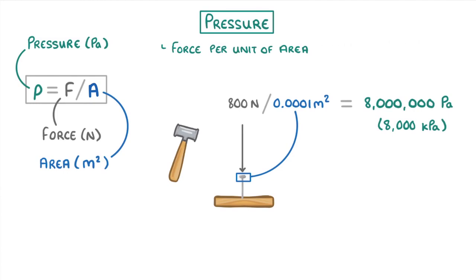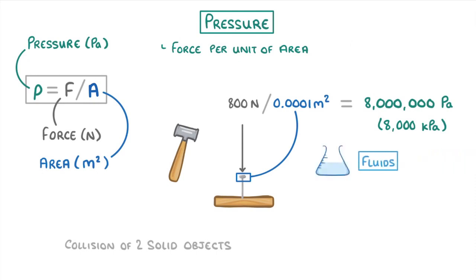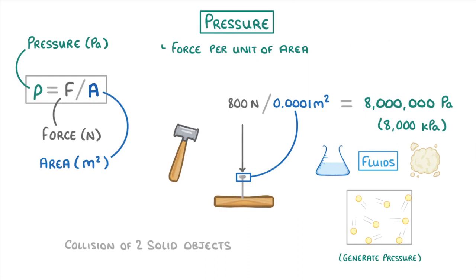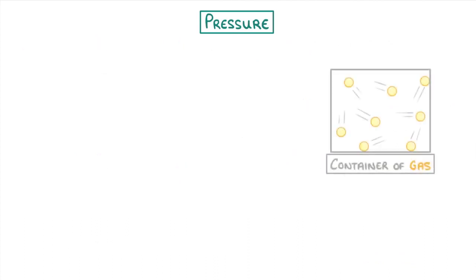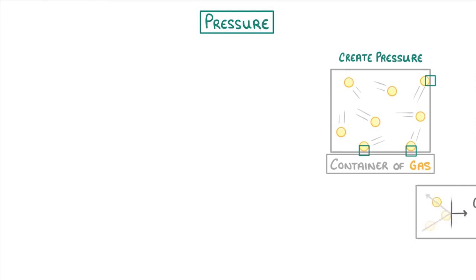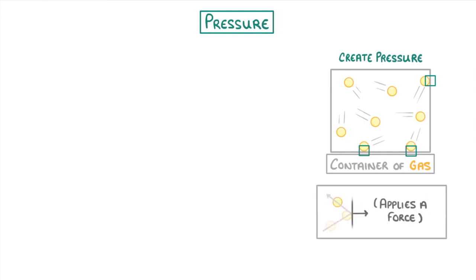In this case, the pressure was created from the collision of two solid objects, the hammer and the nail. In the case of fluids, though, which includes both liquids and gases, the particles that they're made of constantly bang into their surroundings and generate pressure. For example, if we had a container of gas, the collisions of the gas particles with the wall would create pressure, because each collision applies a force to the inside area of the container.